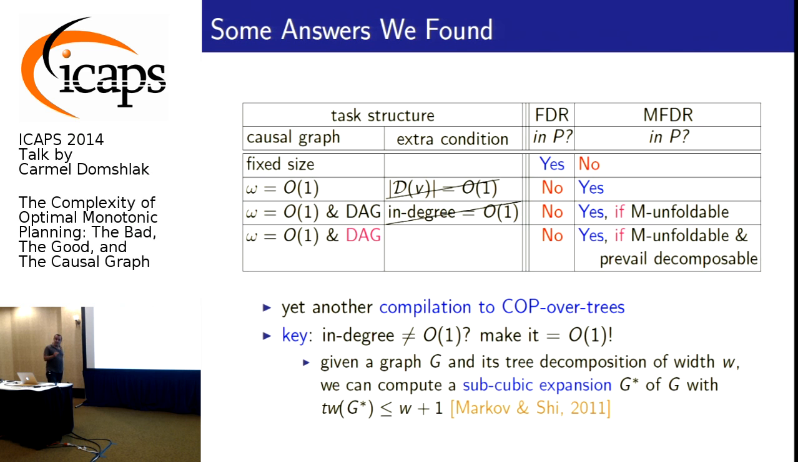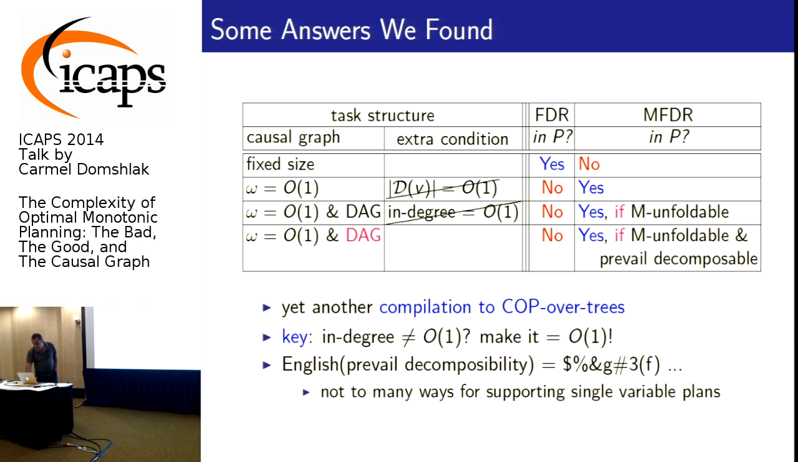You can take any graph G and its tree decomposition of width w. And if w is fixed, you can generate it, actually. And then you can compute a transformation G star of G, in which every node has at most in-degree of 3, while preserving the tree width, increasing it by at most 1. That's a very strong operator. It is so strong that it's almost impossible to read the paper.